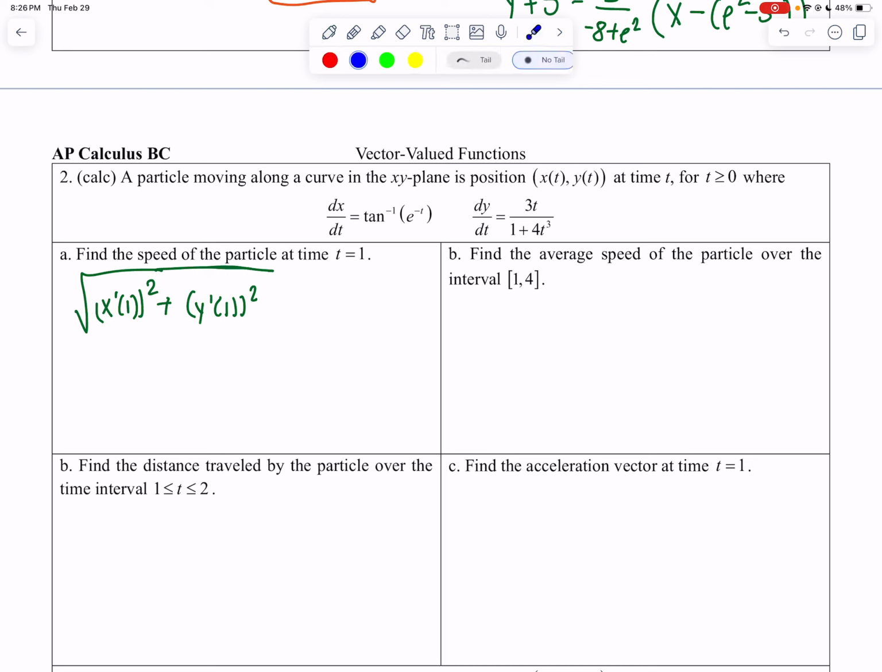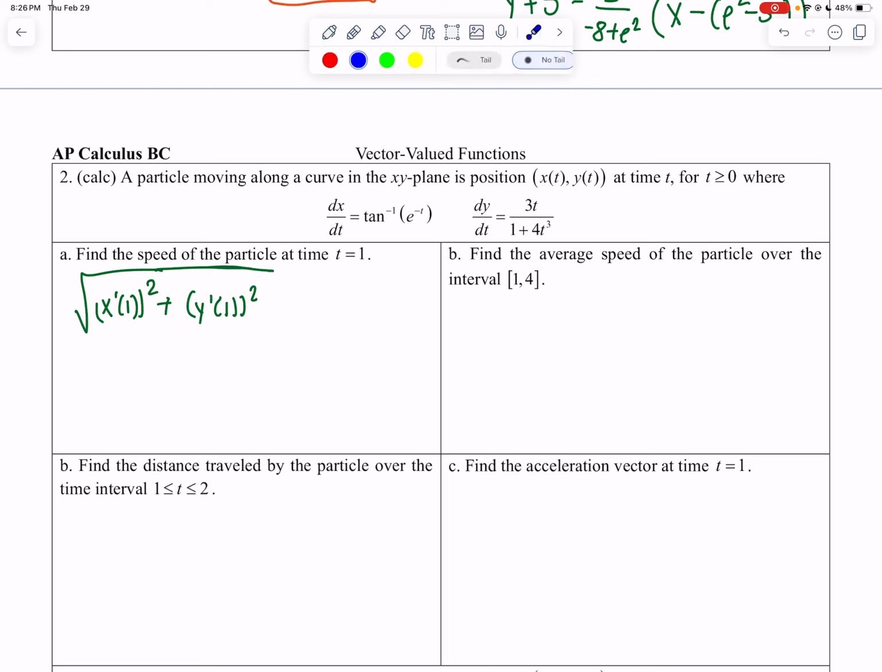And then if I were to do the same thing for y2, aka my y component, that's going to give me negative 0.8399. So this tells me that my acceleration vector at time t is equal to 1 is going to be negative 0.324, negative 0.3839.